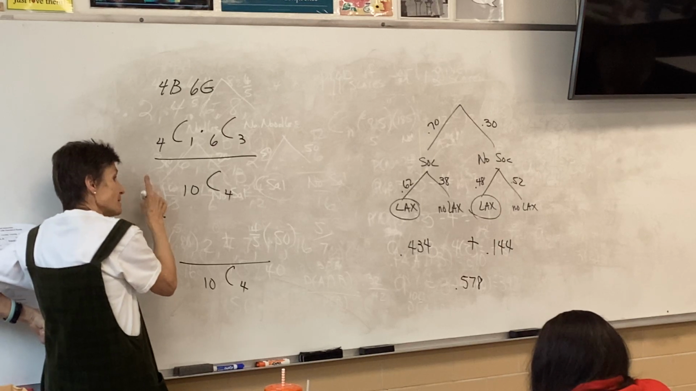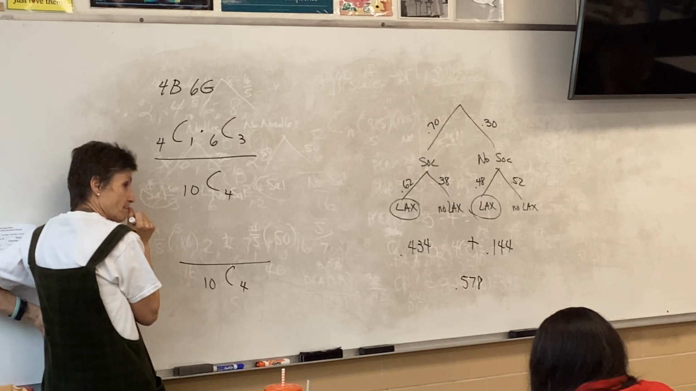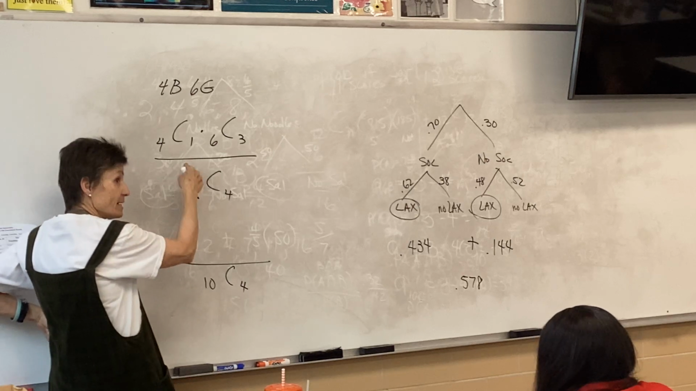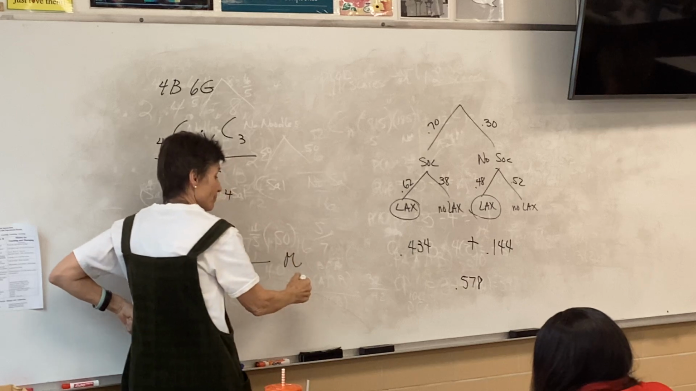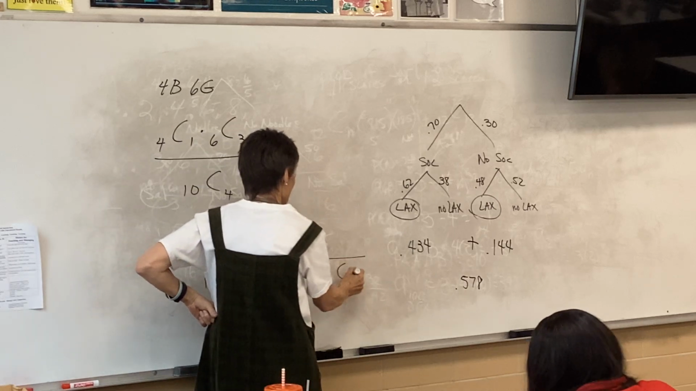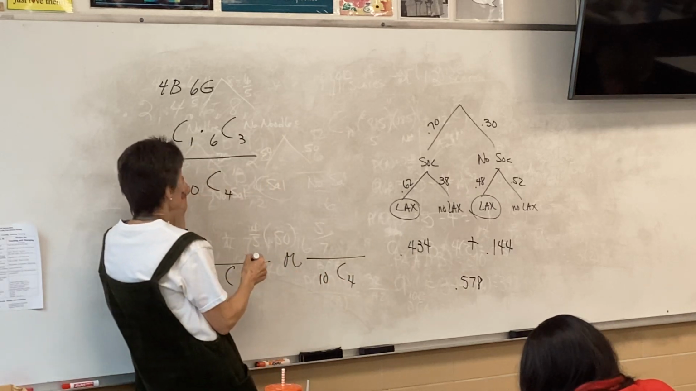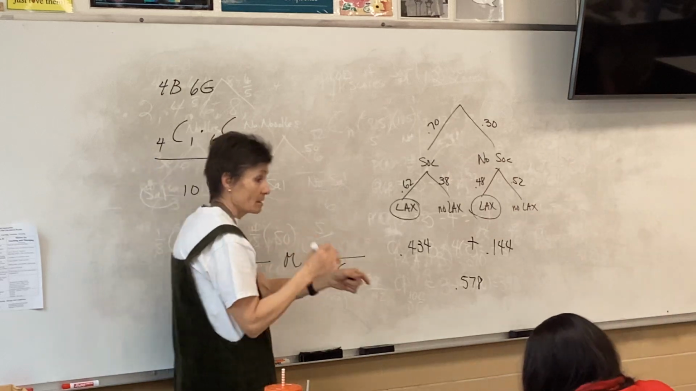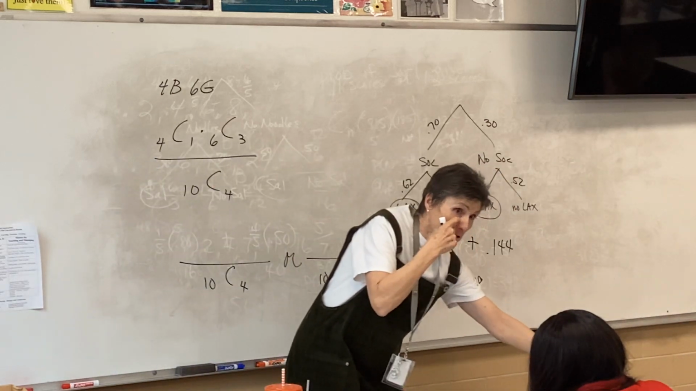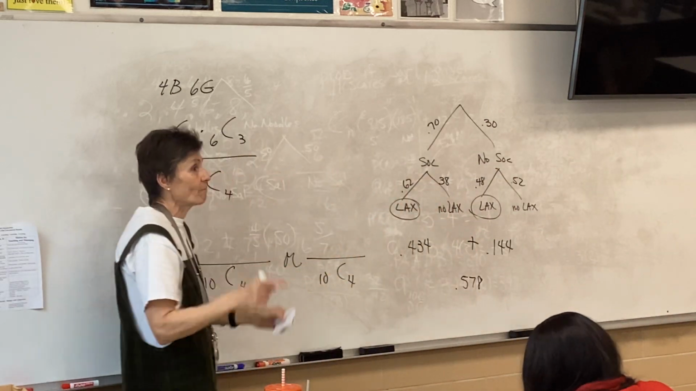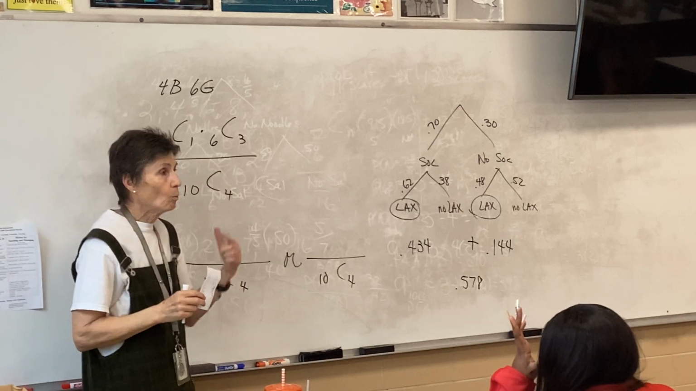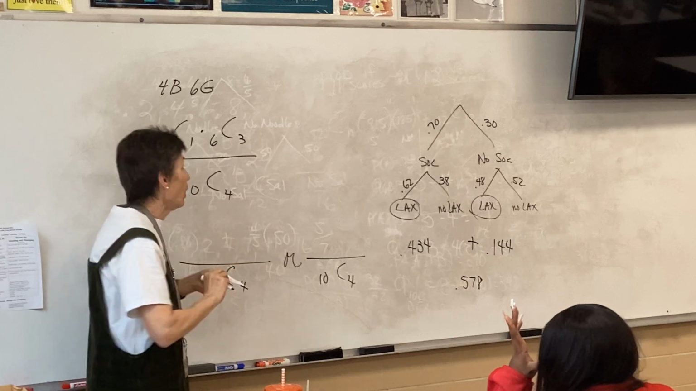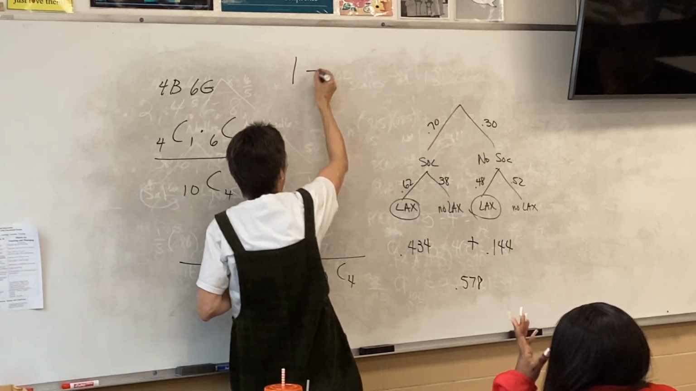So what does at least 1 boy mean? It could be this, or it could be 2 boys, or it could be 3 boys or 4 boys. Oh my gosh, I can do that. What might be easier? 1 minus what I don't want.